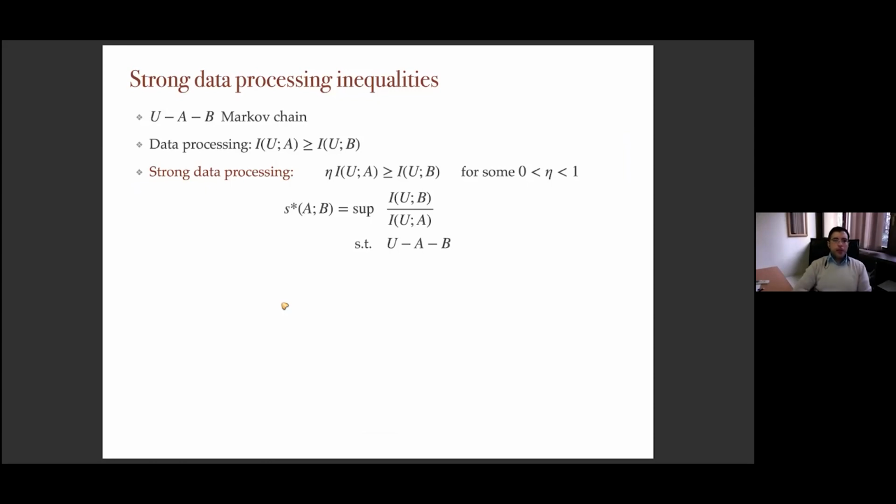The next thing that I want to talk about is the strong data processing inequalities. Remember, I have this data processing inequality for mutual information. If I have this Markov chain condition, meaning that U is a function of A, or a stochastic function of A, then the mutual information between U and A is greater than the mutual information between U and B. Because A is closer to U, the mutual information between these two is more than the mutual information between U and B.